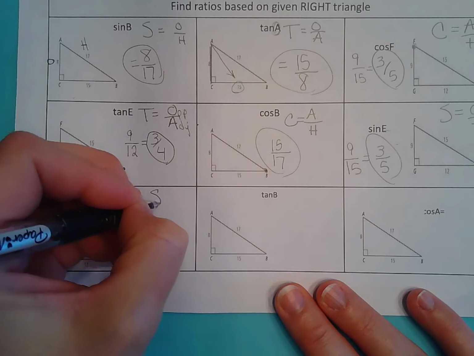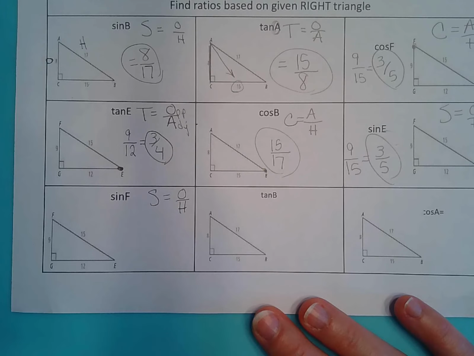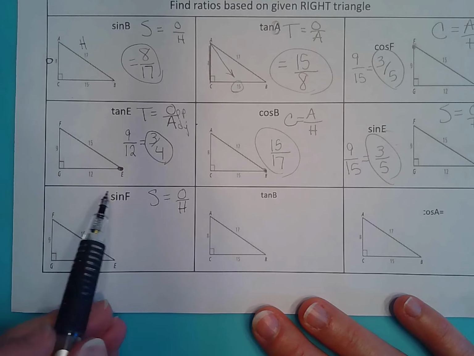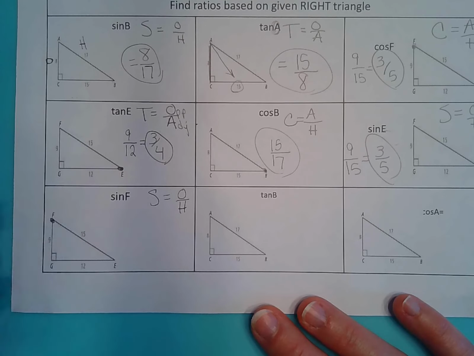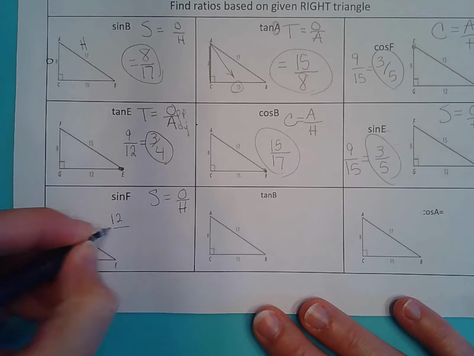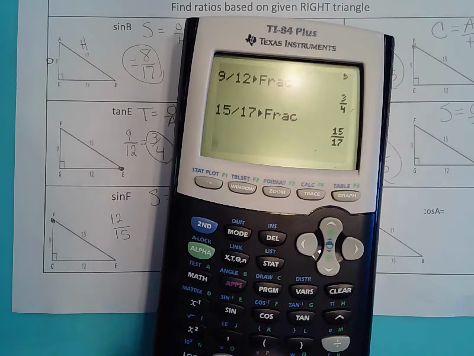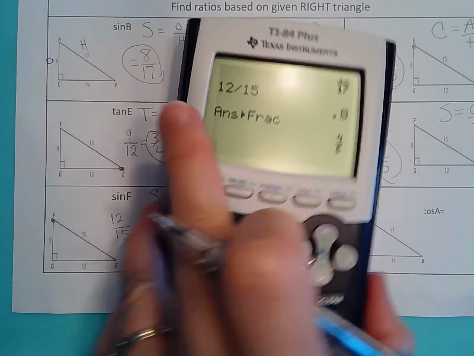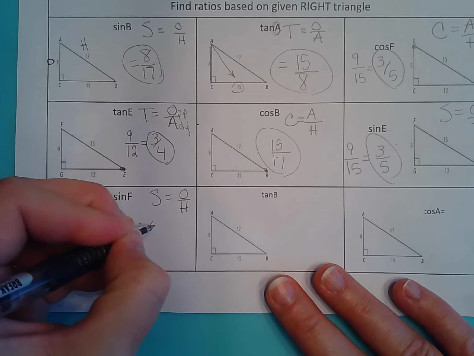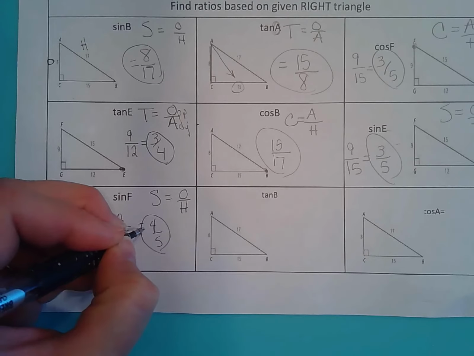So I'm going to do SOHCAHTOA, because sine is opposite over hypotenuse. I'm going to put my pencil on F. What is opposite of F? 12. What is the hypotenuse on this triangle? 15. So we're going to do 12 over 15. Math, enter, enter. 4/5. Now, if you don't have one of your calculators that reduces fractions for you, there's lots of ways you can do that.